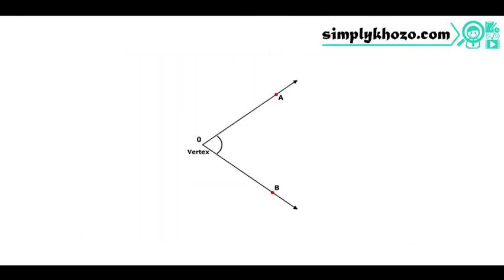An angle is a geometrical figure formed by two rays having the same initial point. The common initial point O is called the vertex of the angle, and the rays OA and OB forming the angle are called its arms or sides. The arms of the angle are joined by a small circular arc near the vertex.